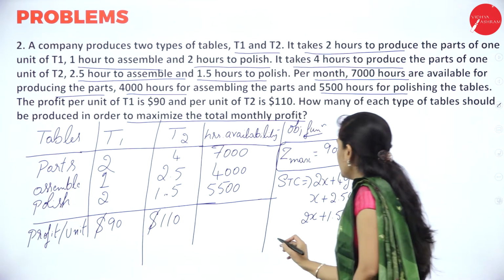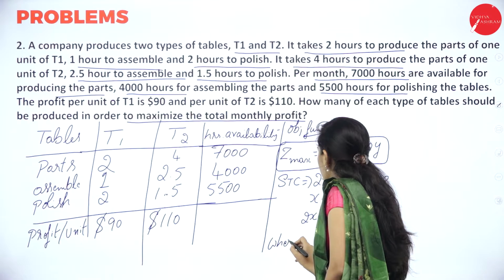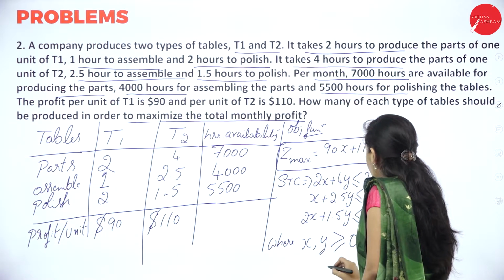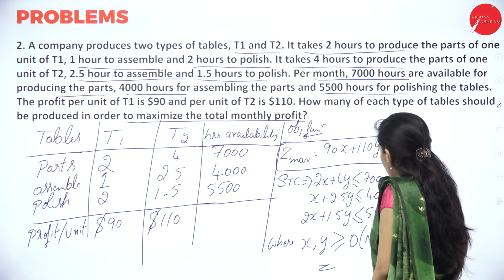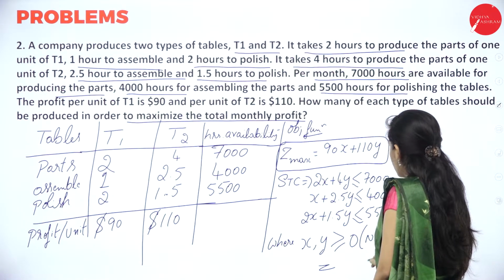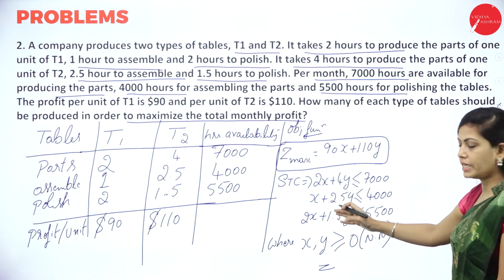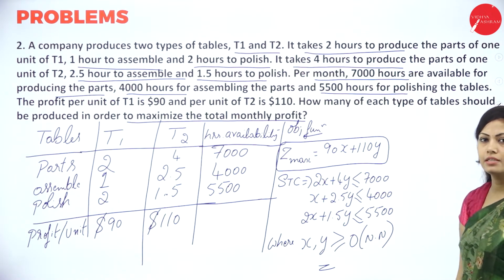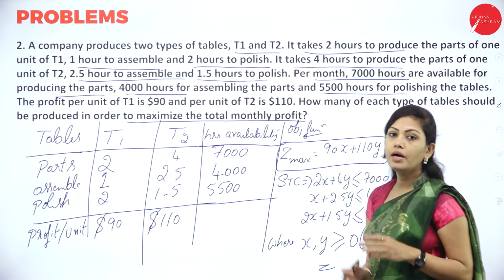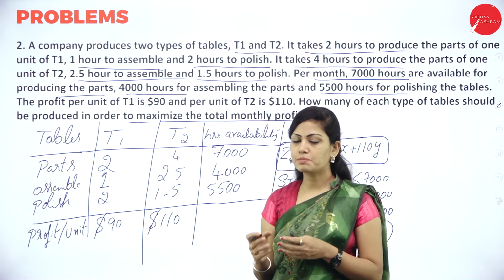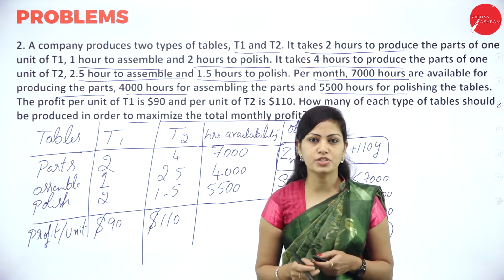And finally, where x, y greater than or equal to 0, this is the non-negativity constraint. So objective function, subject to constraints and non-negativity constraints. So this is about your maximization problem. So next, I will explain about the minimization problem.